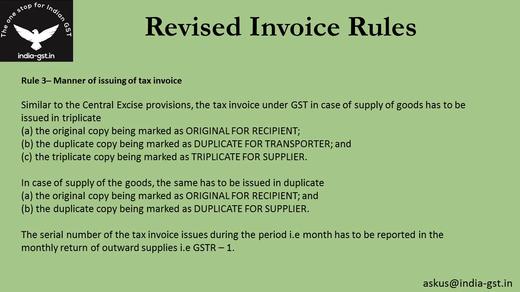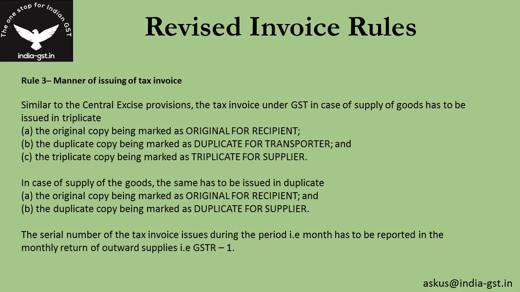Rule 3: Manner of issuing tax invoice. Similar to the central excise provisions, the tax invoice under GST in case of supply of goods has to be issued in triplicate. A. The original copy being marked as original for recipient. B. The duplicate copy being marked as duplicate for transporter. And C. The triplicate copy being marked as triplicate for supplier.